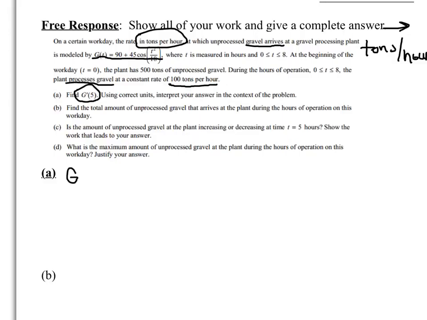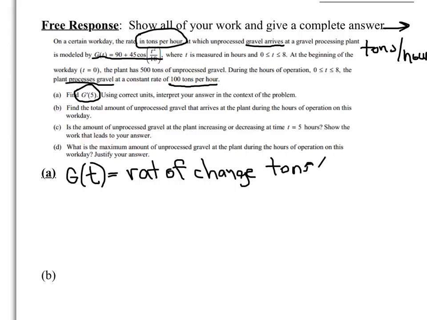Well, first of all, what is the G function? So it's G of t, right? Now this function is a rate of change, okay? That's what you really need to understand, what is the function given to us. And this is the rate that the unprocessed gravel is arriving at my plant, the tons per hour arriving. So then if we look at the derivative of this, we are actually looking at the change in the rate of change, okay? Interesting, huh?